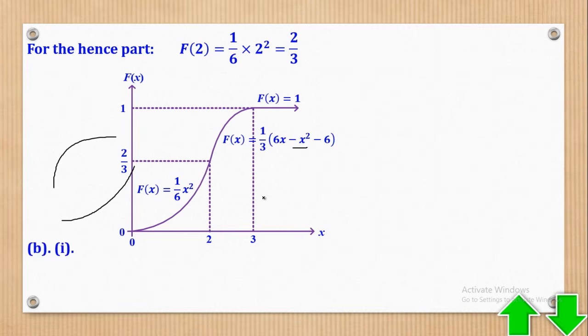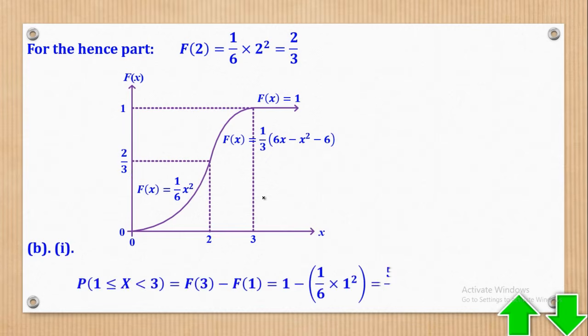So that was the hence part. Now we shall go to part B, Roman 1. For part B, they wanted the probability of x greater than or equal to 1 but less than 3. Like I said, under CDF we only substitute. So we begin with the highest, which is this, minus the lowest, which is that.